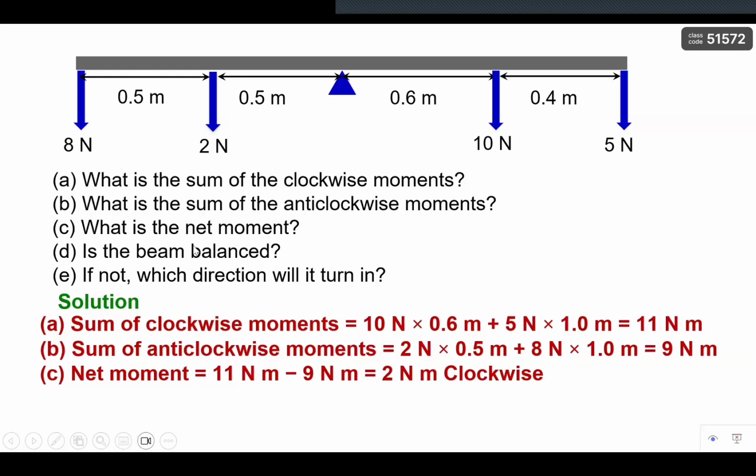So next question, part D, will this beam be balanced? No, obviously not, because I have a net moment. They are not equal. My clockwise is not equal to my anti-clockwise. If my clockwise is equal to my anti-clockwise, I will have zero resultant moment, then I will be balanced. So in this case, the beam will not be balanced. And which direction will it turn? Because my net moment is clockwise, this whole beam will rotate clockwise.